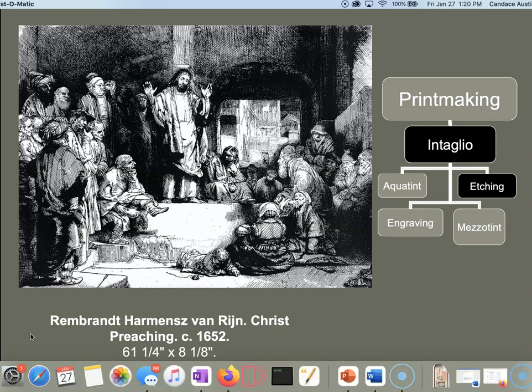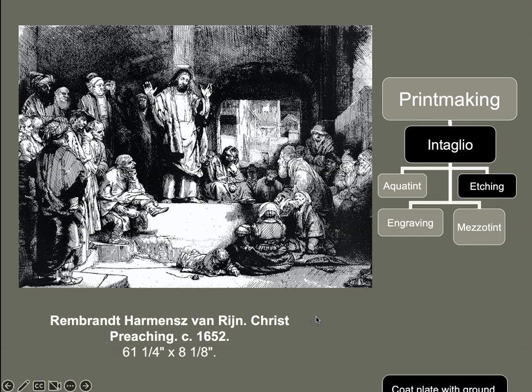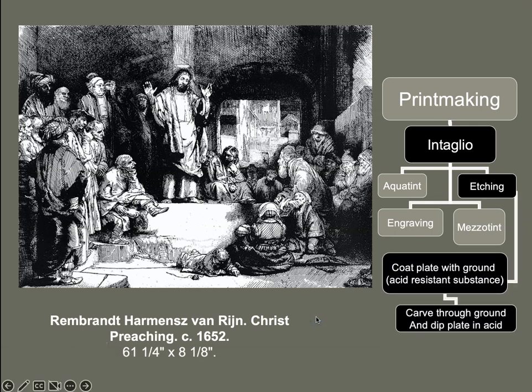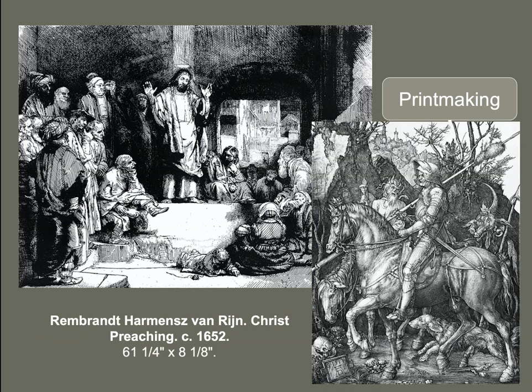So in this piece by Rembrandt, we're seeing that it is a little bit more free. It's a little bit looser. I think I have a comparison here. Let me see. Yeah, so we can compare the piece by Dürer to this piece by Rembrandt, and you can see the difference between the etching and the engraving.